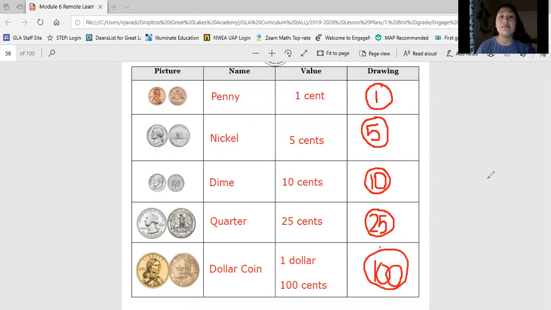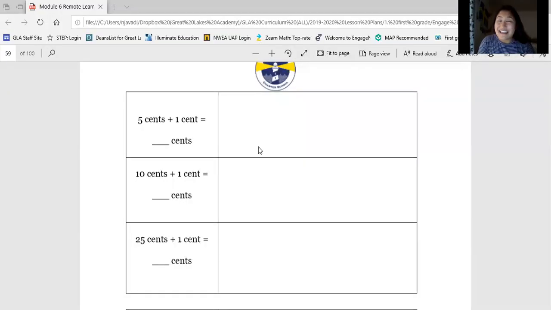If you need to, pause the video at this point and make sure you have all the information in our chart. Now we get to the fun part, where we get to write out these number sentences using coins. First, let's solve the number sentence on this side, and then we'll do a drawing on this side. If you are working on a piece of paper, make sure you are writing down the number sentence and the drawing.